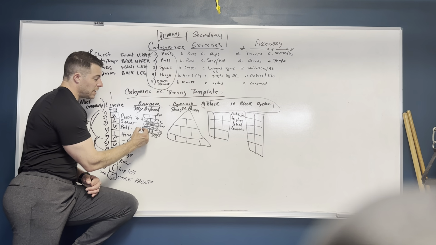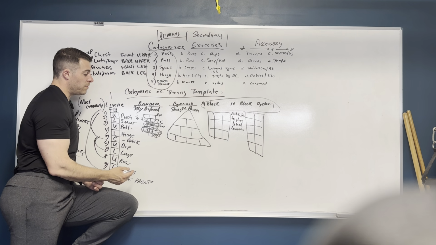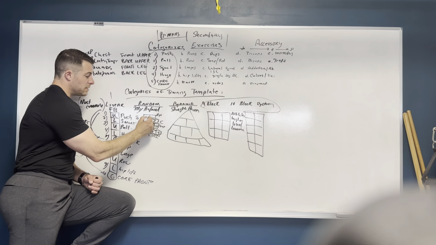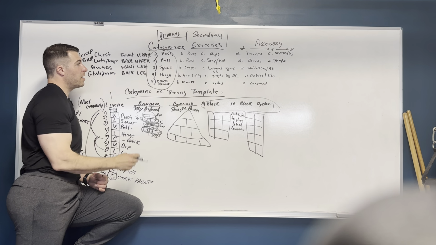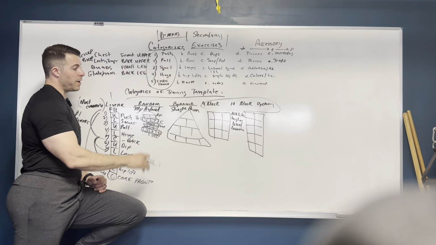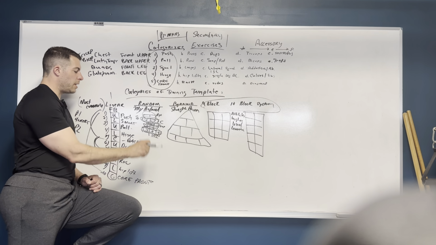So if you're doing a tri-set, you want to think accessory. If you're thinking superset, you want to think secondary. If you're thinking single set, think primary, unless it's like a break, and then I would go back to accessory. So this is the randomized approach.